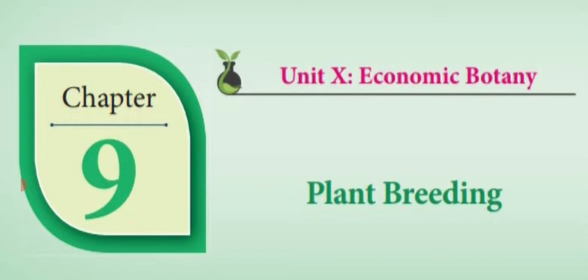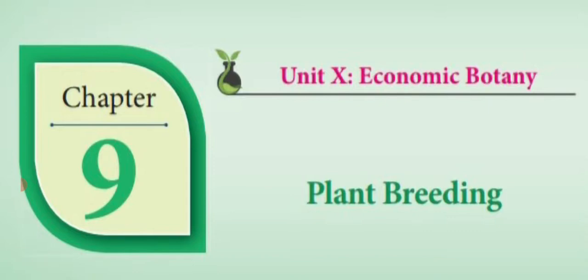Dear students, in this video class, we are going to see the different methods of plant breeding. So plant breeding is a branch of botany which deals with the protection of plants with disease resistant, drought resistant and insect pest resistant, and also how we can produce a large quantity of crops in a shorter period of time.